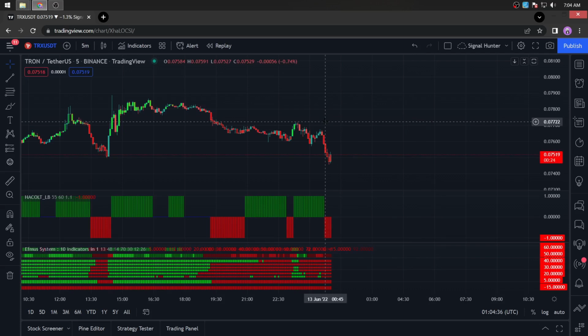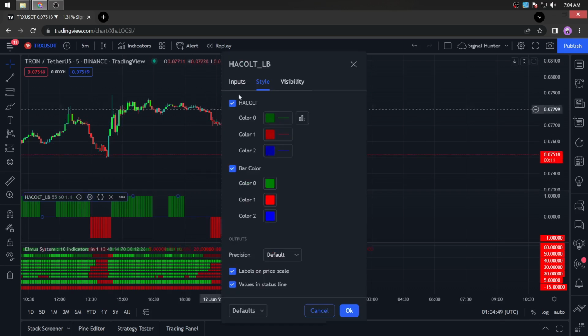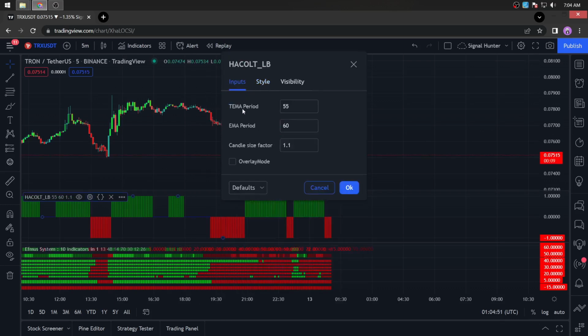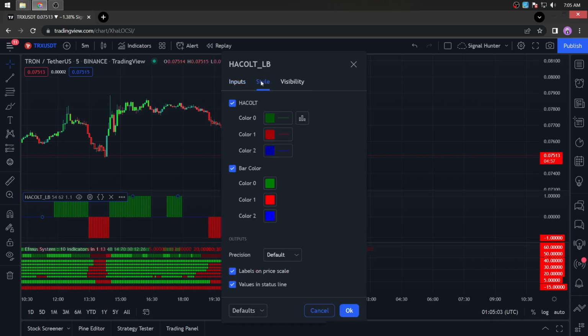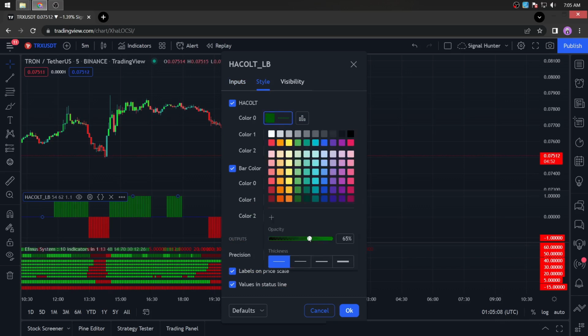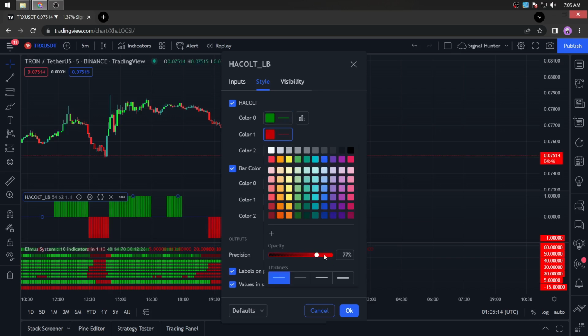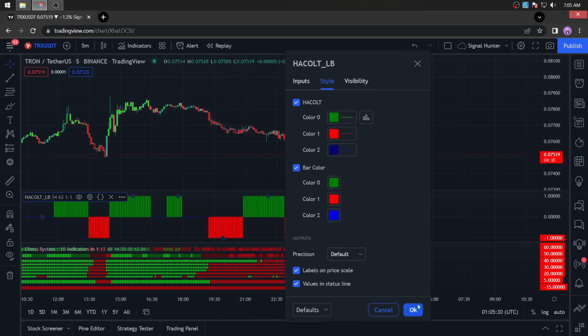So now I want to set up the two indicators for more accurate signals and to look more attractive. First go to the HACALT settings, and from the input values I want to use the TMA period of 54 and the EMA period of 62. Then go to style, and to look more attractive I simply increase the opacity for the green color and also for the red color, and simply save.